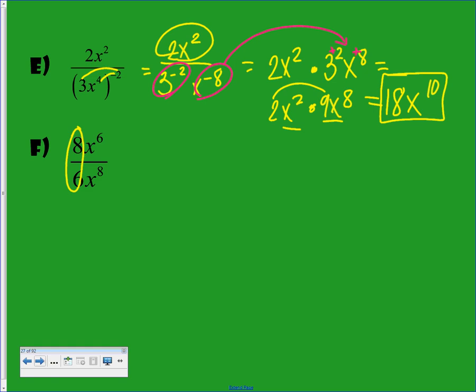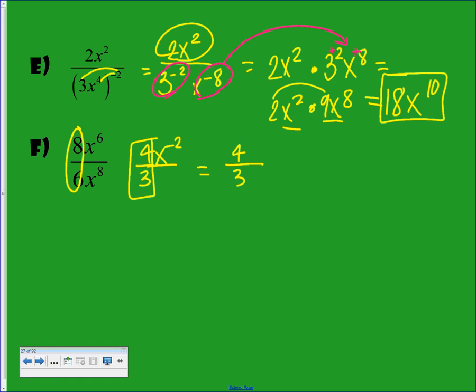Okay, again, numbers and variables are separate. So 8 over 6 reduces to 4 over 3. And now I've got x to the 6th over x to the 8th. And if we remember from yesterday, that means I'm supposed to subtract. So that's going to give me x to the negative 2. Okay, well, I can't have a negative, but 4 and 3 are numbers. Okay, those are separate. Keep those separate in your brain.